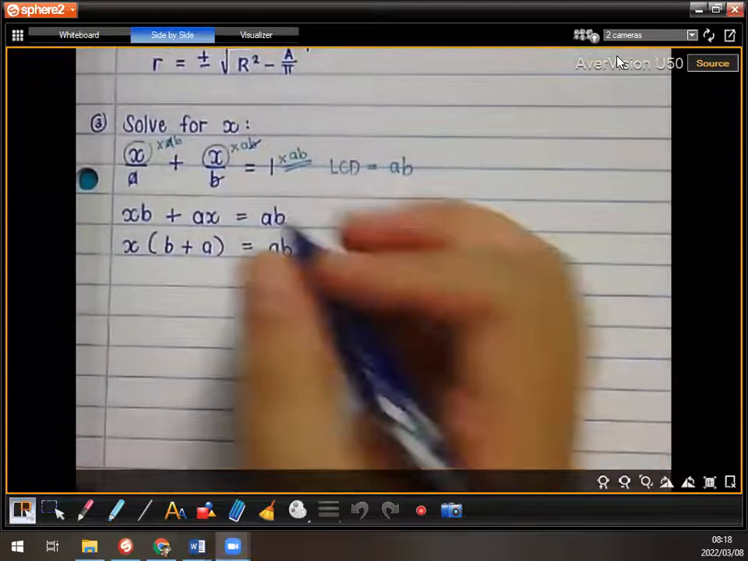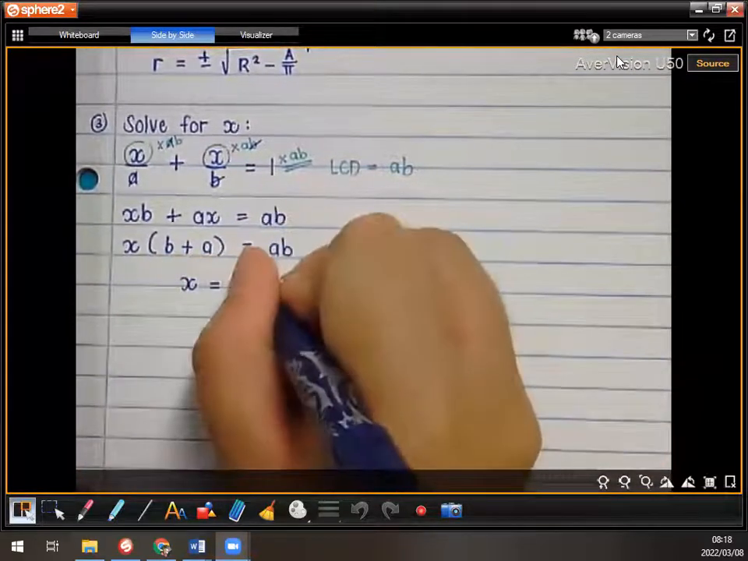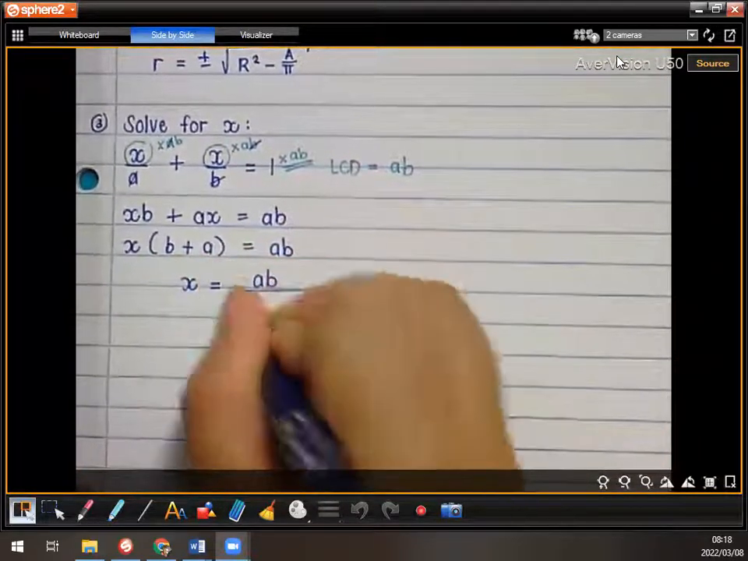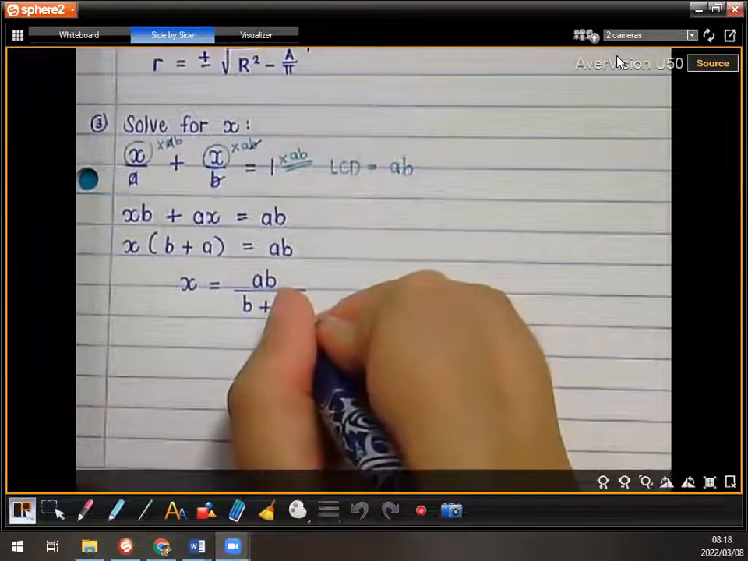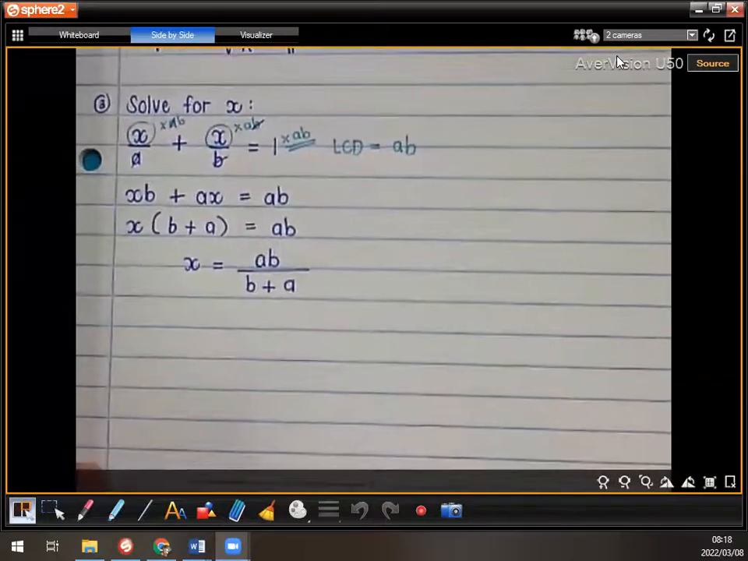And now to get x on its own, again, just like in the first example, we have to take ab and divide it by that bracket. So b plus a, or you can write a plus b if you prefer.